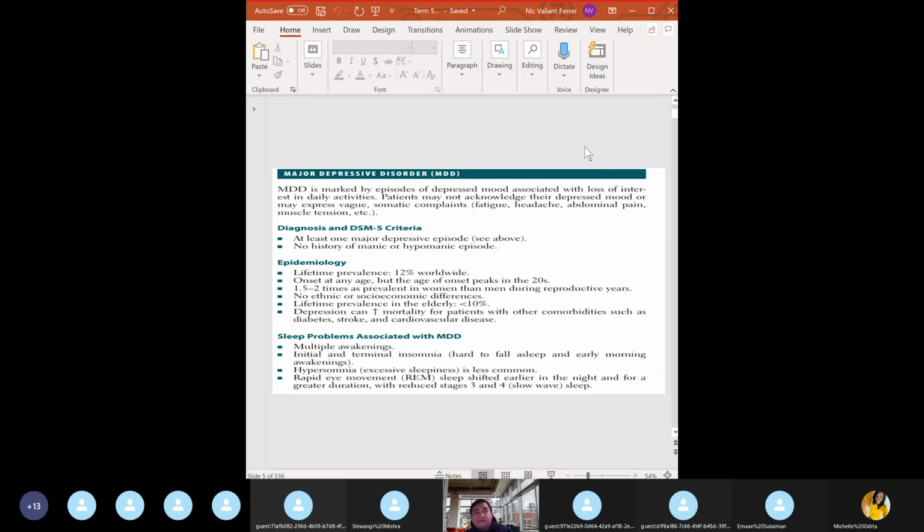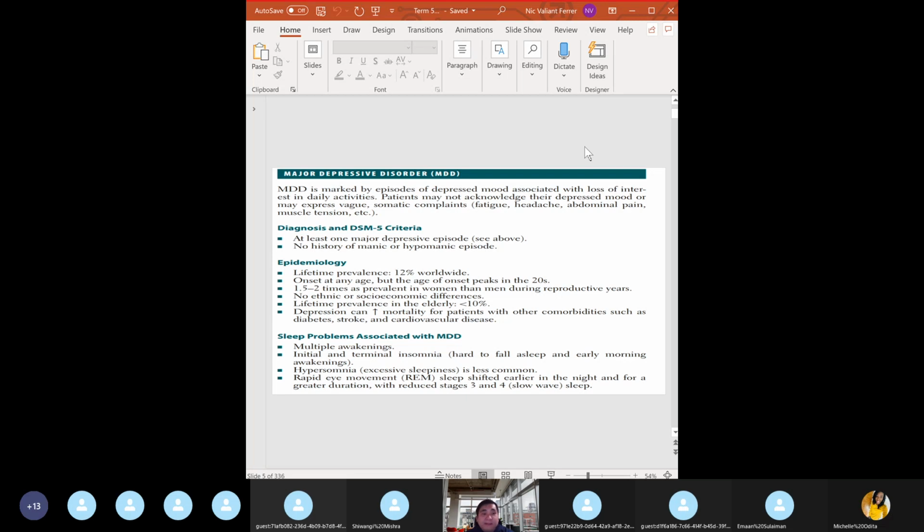So major depressive disorder. Let's go back to term 2. What's the DSM-5 criteria? One major depressive episode, no history of manic or hypomanic episodes. In terms of epidemiology, onset at any age, no ethnic or socioeconomic differences. Depression can increase mortality for patients with other comorbidities.